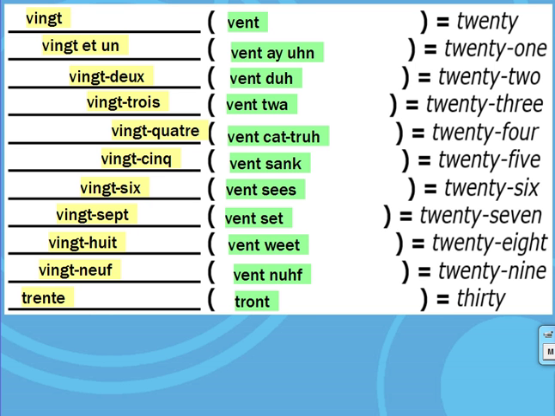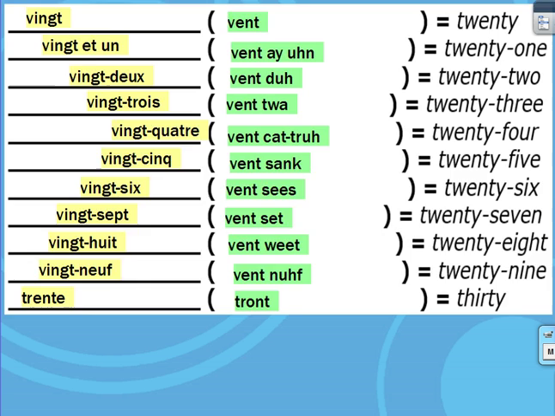21 is vingt et un. 22 is vingt-deux. 23 is vingt-trois. 24 is vingt-quatre. 25 is vingt-cinq. 26 is vingt-six. 27 is vingt-sept. 28 is vingt-huit. 29 is vingt-neuf. And 30 is trente.